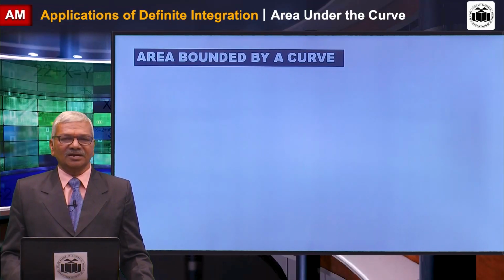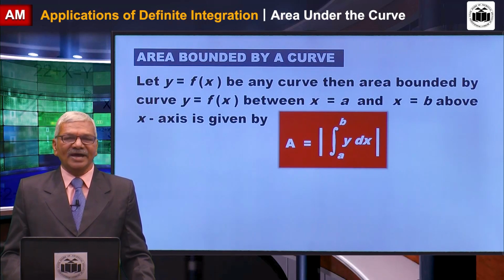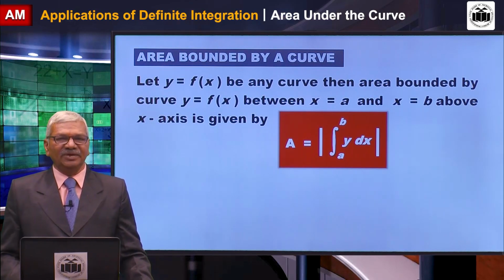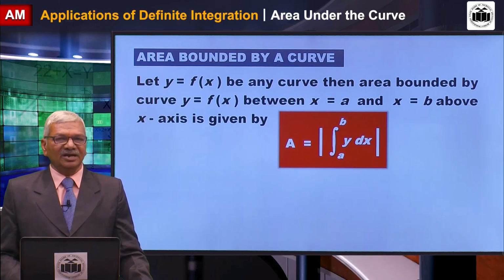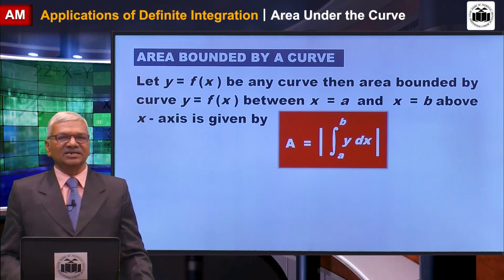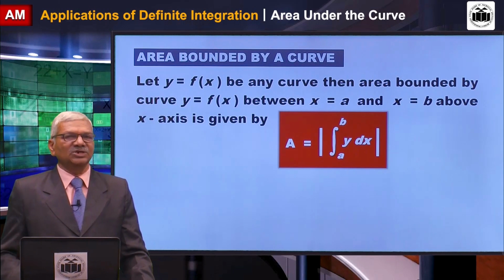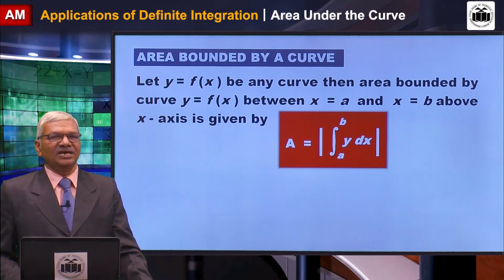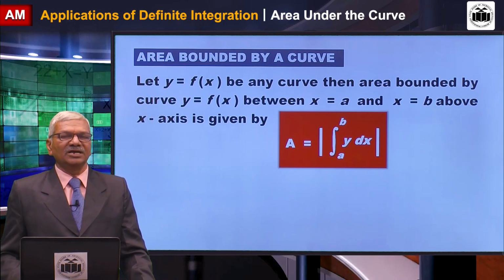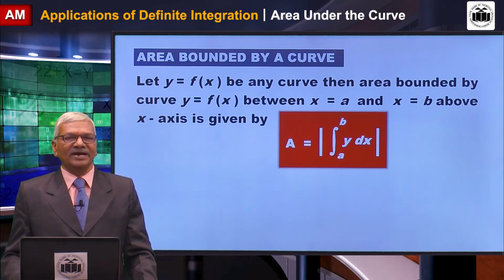Area bounded by a curve. y equals f(x) always represents a curve. Here, y equals f(x) is a curve, then the area bounded by the curve y equals f(x) between x equals a and x equals b is given by the formula integration a to b y dx.